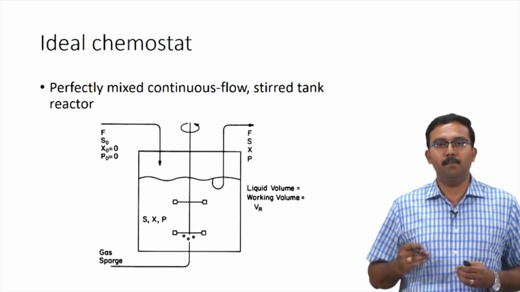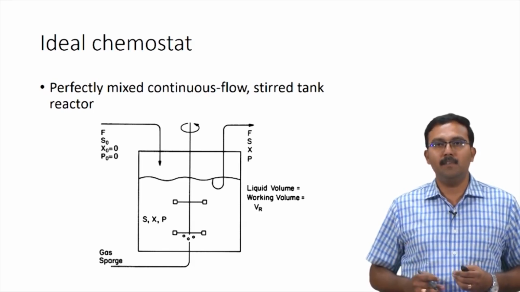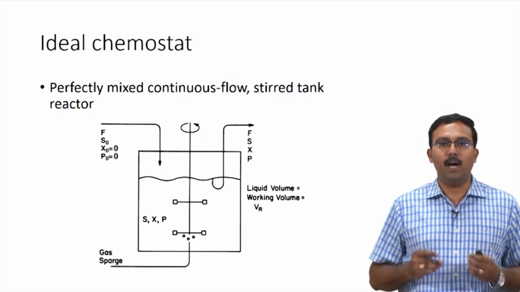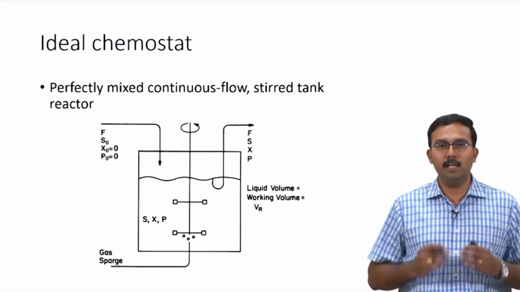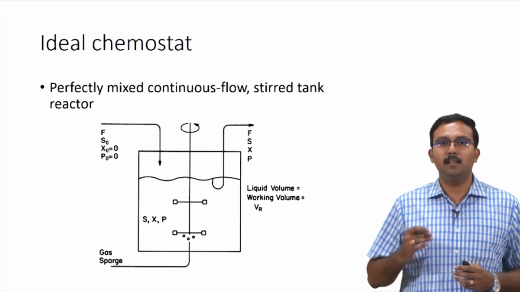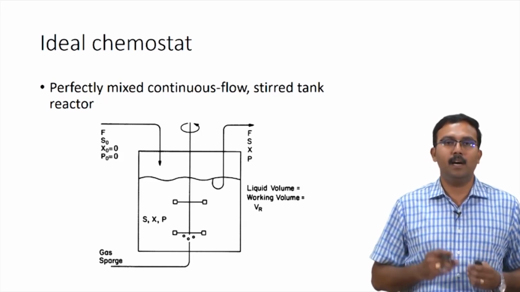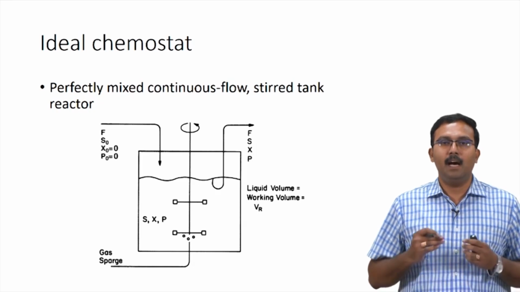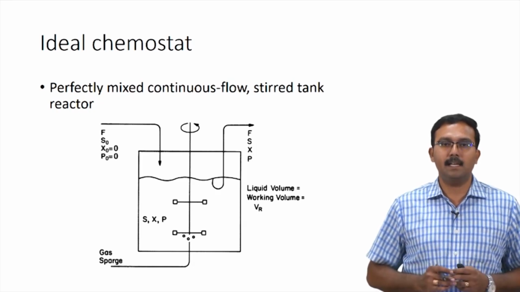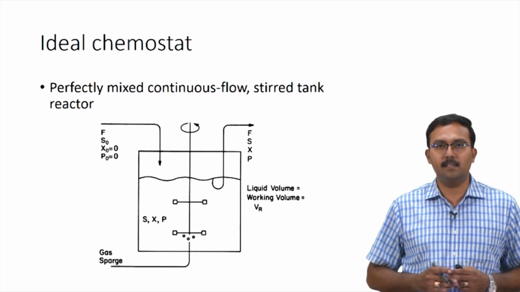F, S, X and P are the corresponding values in the outlet streams. You have a working volume, which is the liquid volume inside the reactor, called the reactor volume, also given as VR, and you have S, X and P as the concentrations inside the reactor as they are the concentrations in the exit stream.